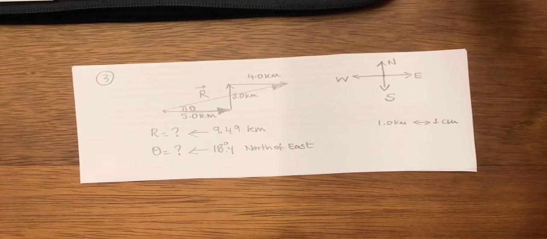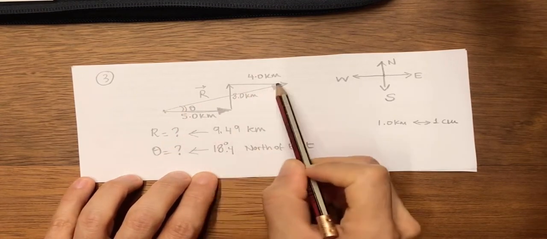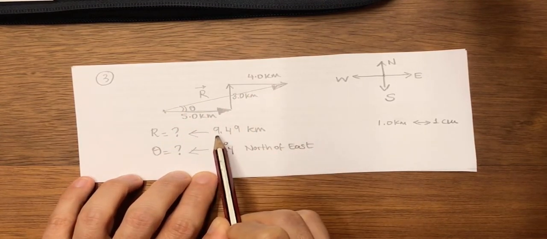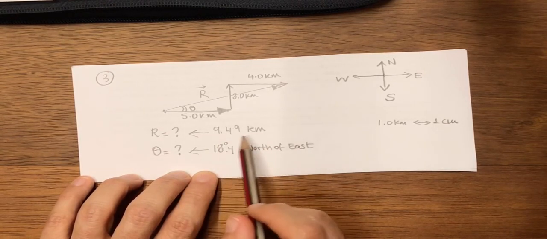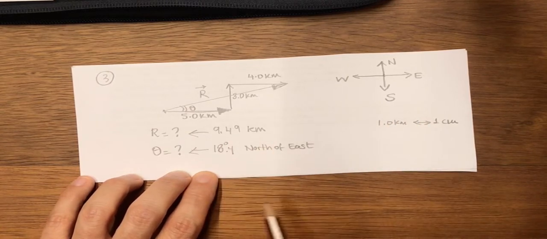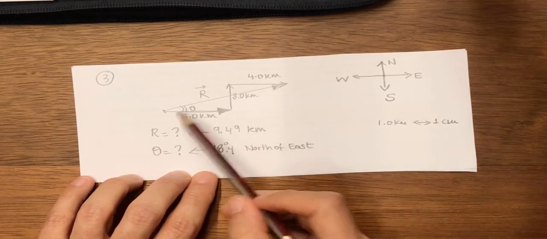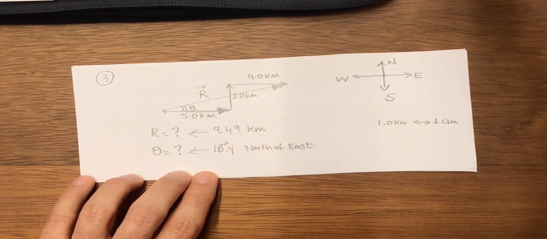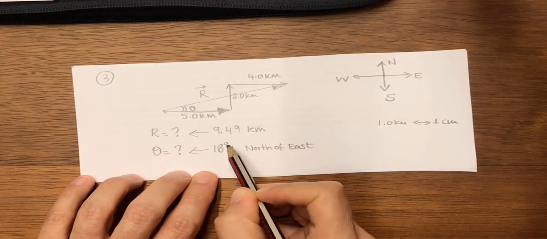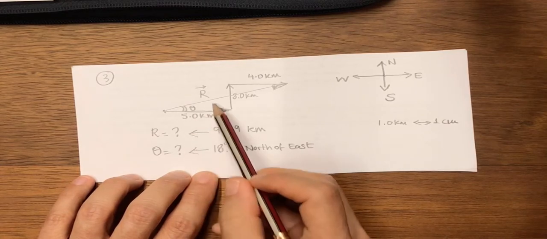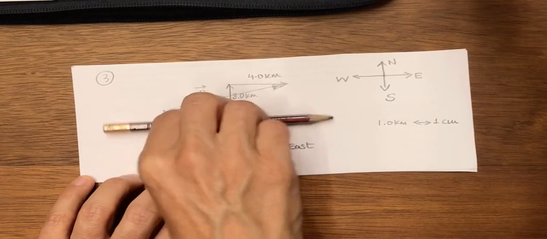I took my time to do the calculation, and I found out that the resultant measured with a ruler is very close to 9.5 centimeters, or 9.49 centimeters, which would be 9.49 kilometers. Also, I wanted to give a direction for the resultant. It's up to you. You can simply say it's shown by the figure. In my case, I measured this angle and it turned out to be 18.4 degrees. You can say above the horizontal, above the east direction. You can say it's north of east, anything you want.